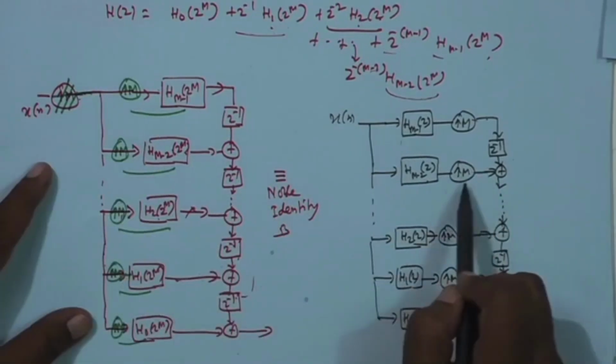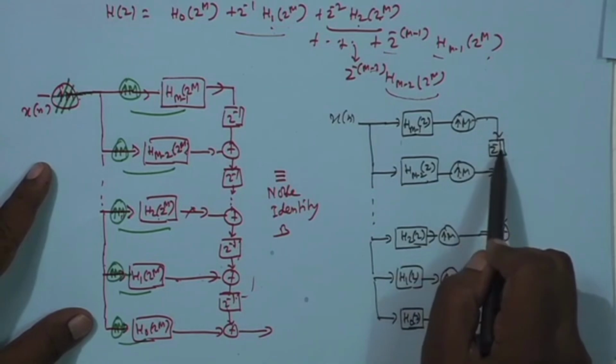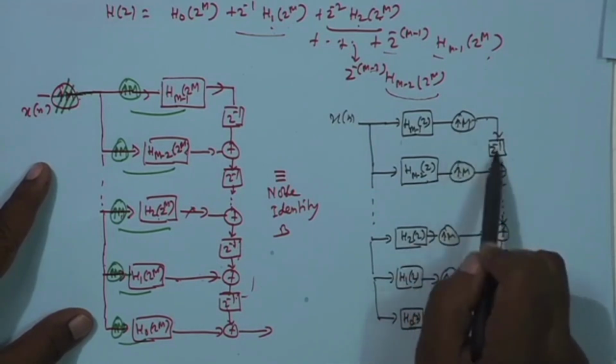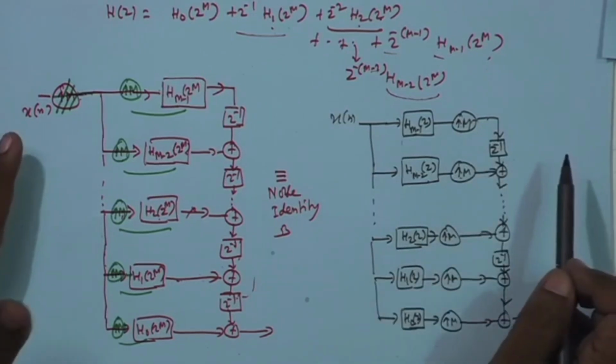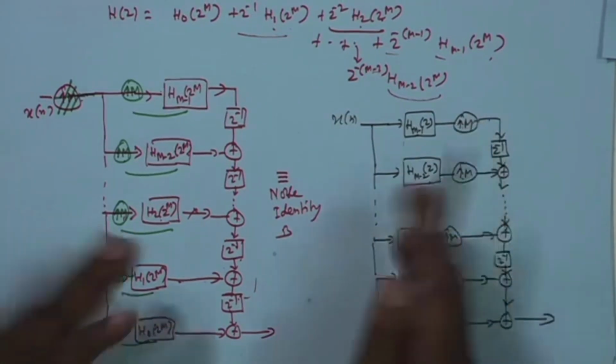And by the same token, you cannot push this expander ahead of the delay, because as I told you, delay and expanders cannot be interchanged. Okay, because this is linear, but not shift invariant, we have seen it already.